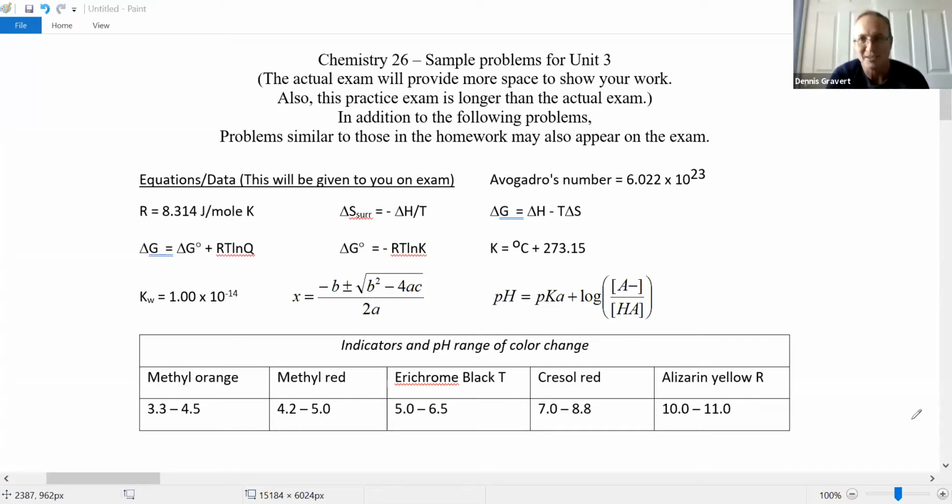So here's some problems that I've chosen to work out, and hopefully it's helpful. Okay, so the top of your exam will look something like this, beginning with the equations and data. So there we go. For the sample test, I got this verbiage up here saying the sample test is way too long. It won't be as long as this on the real exam. All of this information will be at the top of your exam with the periodic table. So that's information you don't have to memorize. You will be given this information.